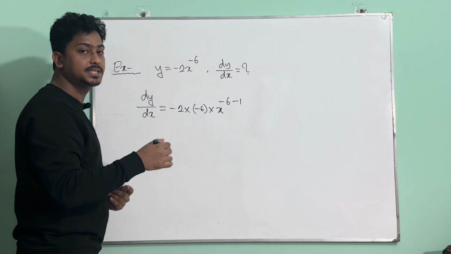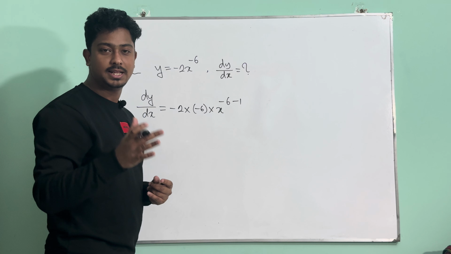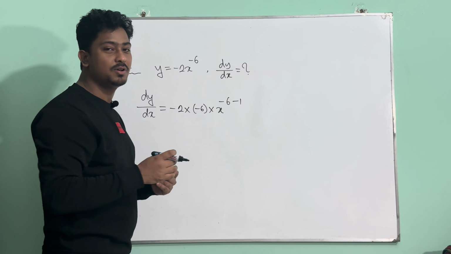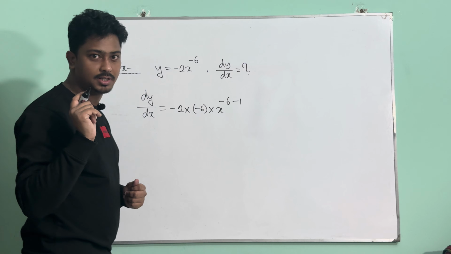And one common mistake is that we think that minus 6 will just become minus 5 and it is reduced by 1. That's not the case. Minus 6 is smaller than minus 5. If you reduce it, it's going to be minus 7. We have to be careful about that, right?